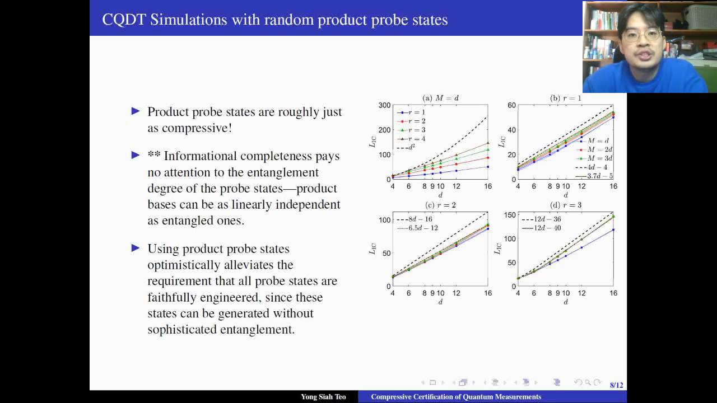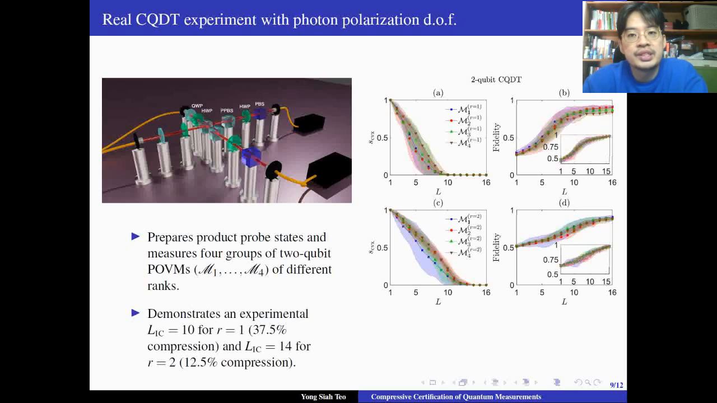So finally, I would like to just show you the first experimental results for CQDT we have obtained from the photopolarization setup over at Roma Tre. We have to thank Roma for the really expedient process in collecting data. So in this experiment, we first considered 8 unknown 2-qubit POVMs that are all minimally complete. That is, the number of outcomes equals 16. So 4 of them are rank 1, 4 of them are rank 2. Using random product polarization states, we managed to demonstrate a 37.5% compression for R equals 1 and a 12.5% compression for R equals 2.